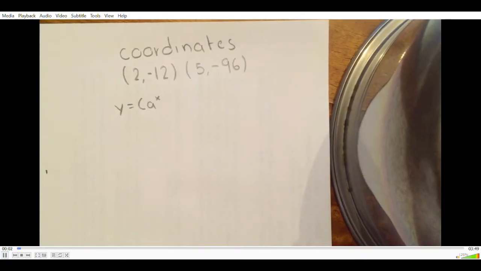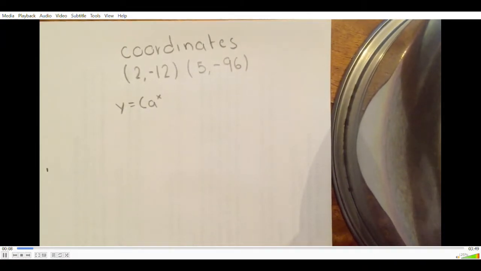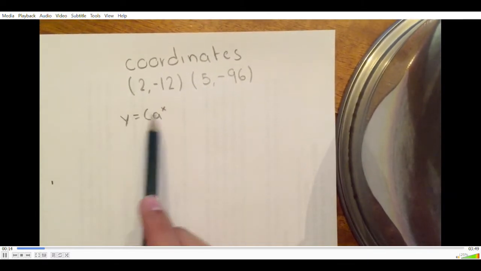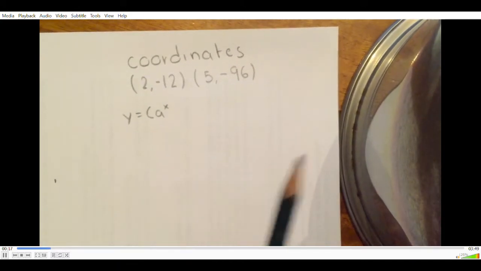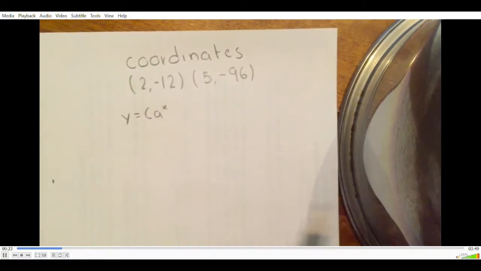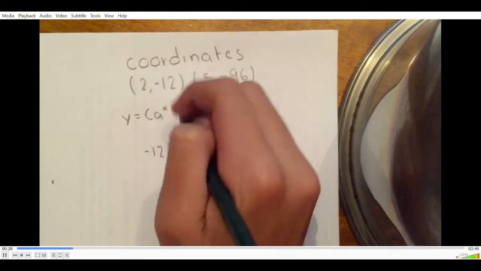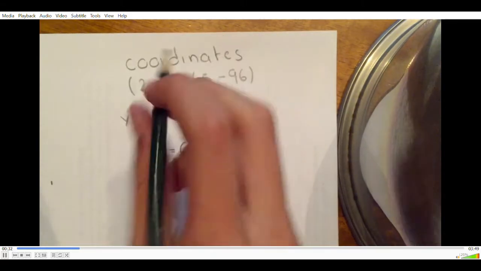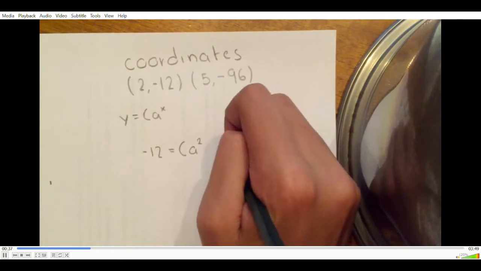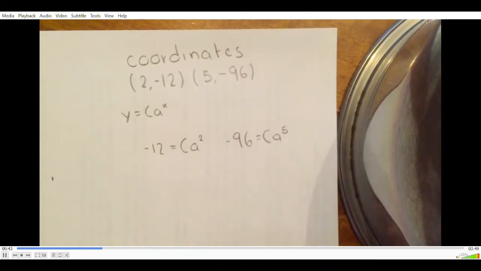For this type of problem, we need to find the formula out of two points of the graph. What we need to follow is this equation. So we have y and x, and in the coordinates we have them too. What we have to do first is substitute each point into the equation. So for the first equation, y would be -12. So -12 is equal to c a, and x is 2, so c a squared. And for the second one, y is -96, so -96 is equal to c a to the power of 5.